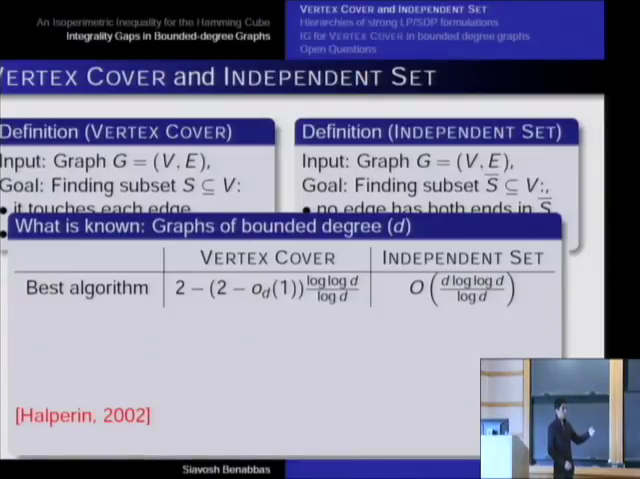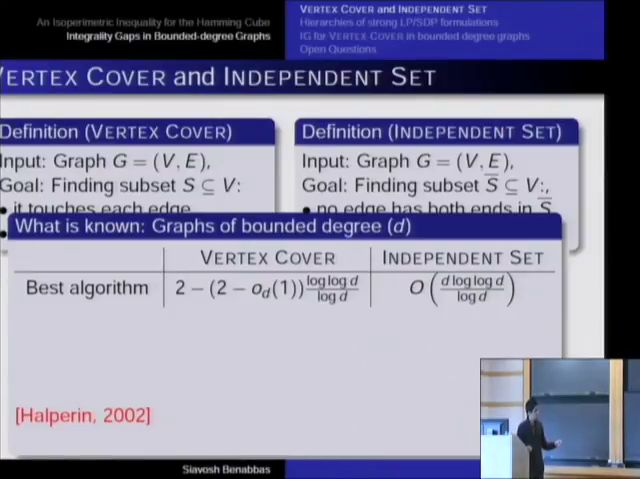Again, a d approximation is kind of trivial. This d should be n? No, the independent set should be about n over d, right? In a degree d graph, you're trying to maximize the independent set. So no, this is the approximation factor. Oh, the approximation. Yeah. So a greedy algorithm would get an independent set of size n over d. Yeah. Okay.